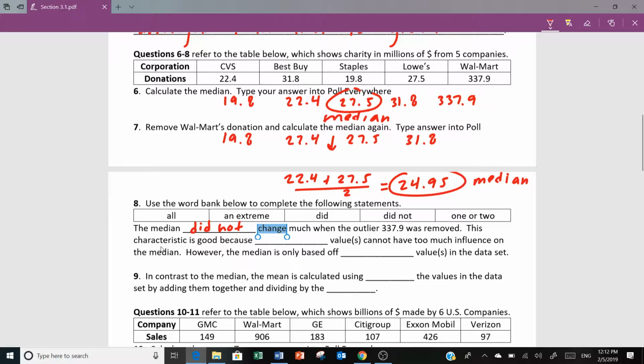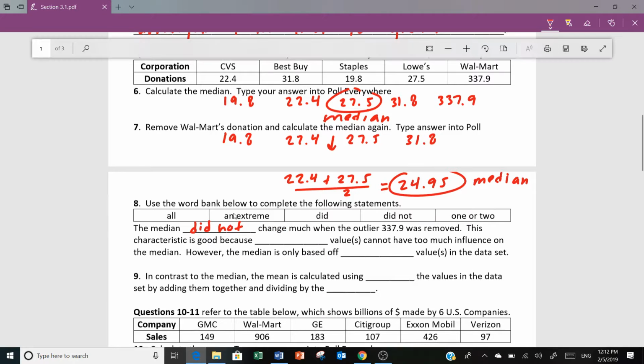Okay, this characteristic is good because blank values cannot have too much influence on the median. The best answer would be an extreme value, because in this case we were dealing with an outlier, which is an extreme value, and that extreme value cannot have too much influence on the median, which is good. You don't want an outlier, for the most part, to have a huge influence on the rest of the data if there's only one value.